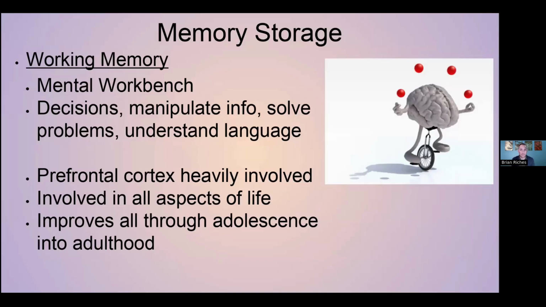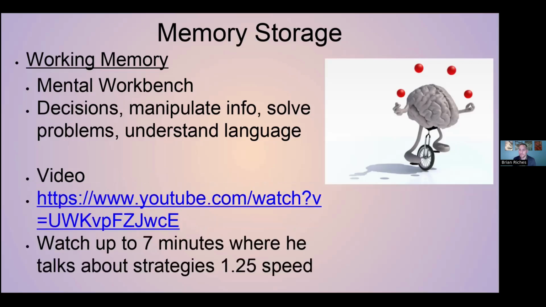And so your prefrontal cortex is really heavily involved in this process because you have to think back, you have to think ahead, you have to interpret what's going on around you. And so your working memory improves throughout adolescence and into adulthood. It stays pretty consistent across adulthood. And then we do see some slow declines in late adulthood, so like 60s to 70s, and then steeper declines after about 75. But let's watch this video about working memory.